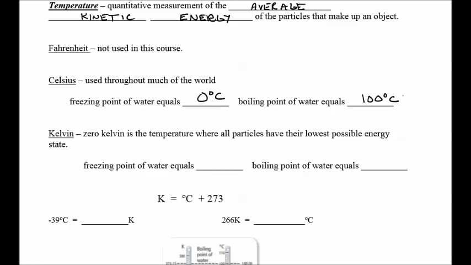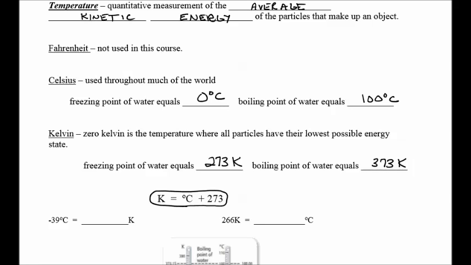Kelvin is another temperature scale. 0 Kelvin is the temperature where all particles have their lowest possible energy. At 0 Kelvin, the average kinetic energy is 0. The Kelvin scale has the formula Kelvin is Celsius plus 273. So on the Kelvin scale, water will freeze at 273 Kelvin. Notice there's no degree sign. And water will boil at 373 Kelvin.